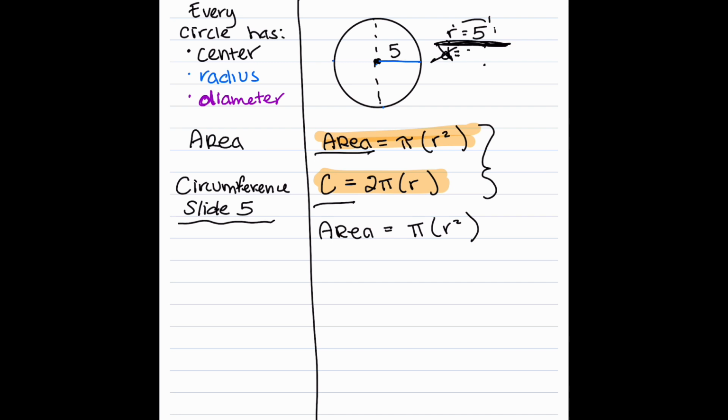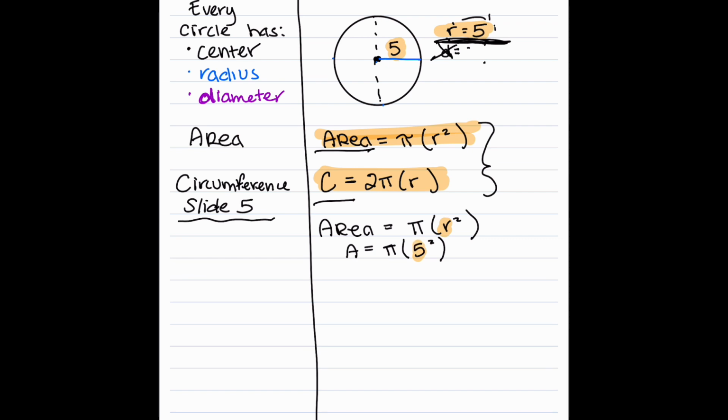So for the specific circle that's on slide 5, I would say the area, I'm going to do just A for area, is equal to, I don't do anything to pi yet, and I'm just going to replace the r with what this radius was, which was 5. So 5 to the second power. So notice I have area is equal to pi r squared, but instead of the r, it's 5 squared.